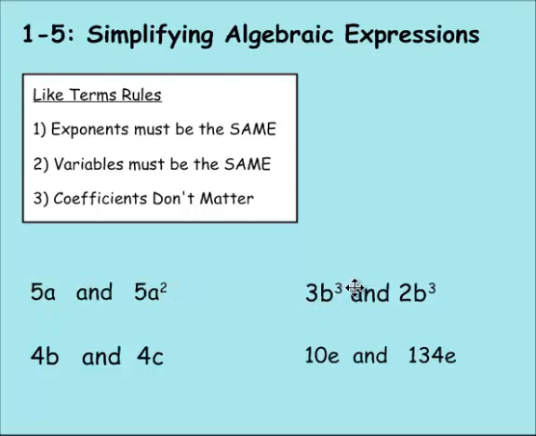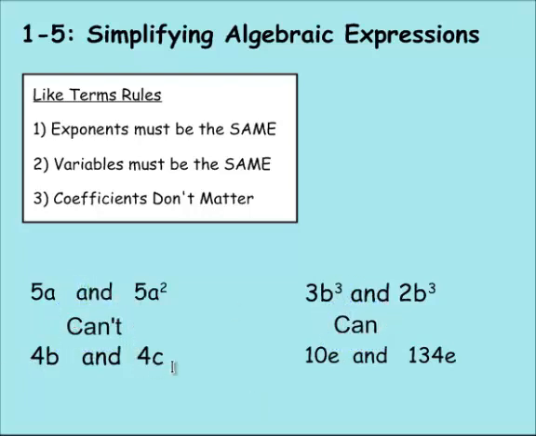3b to the third and 2b to the third. Their exponents are the same, good. Their variables are the same, good, b and b. And then remember, coefficients don't matter, so the 3 and the 2, that doesn't matter. You can combine these terms. So just to keep track here, this is a can't, this is a can.